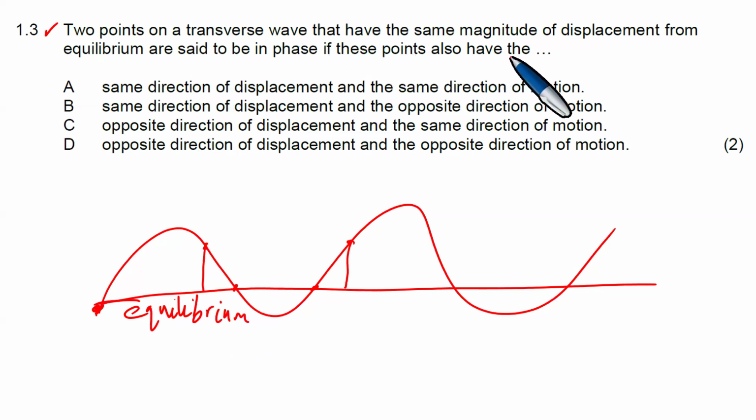So if this is equilibrium, we're saying 2 points on a transverse wave that have the same magnitude of displacement from equilibrium are said to be in phase if these points have the what? Okay, so you think about B. Yeah, it's like you want to say something. I say A. Well done. A is the correct answer.